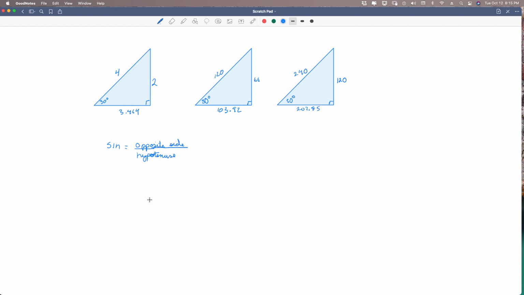Now, if we look at these, we can see the opposite side here is 2 over 4. And the opposite side here is 60 over 120. And the opposite side here is 120 over 240. And if we look carefully at all of these ratios, we see that we can reduce those to 1/2. And if we were to put that in decimal format, that would be 0.5.